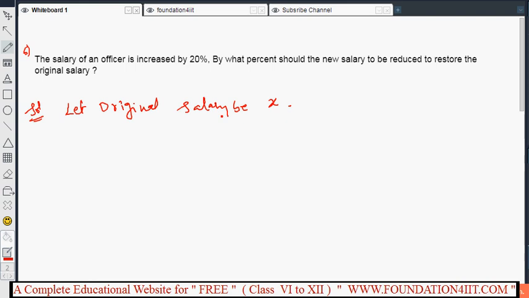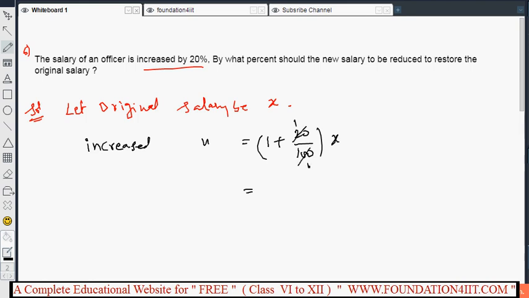Then first the 20% is increased. So the increased salary is equal to how much? For 20%, the formula is 1 plus 20 by 100 of x. So cancel it: 1 fifth, 5 fives are 25, 5 plus 1, 6x by 5 is the increased salary.